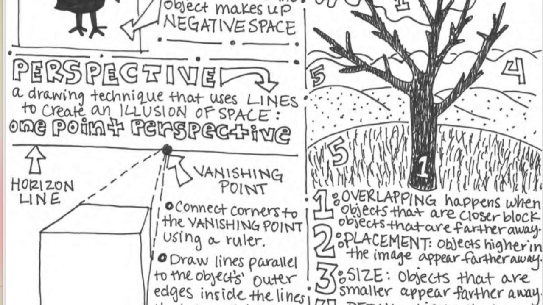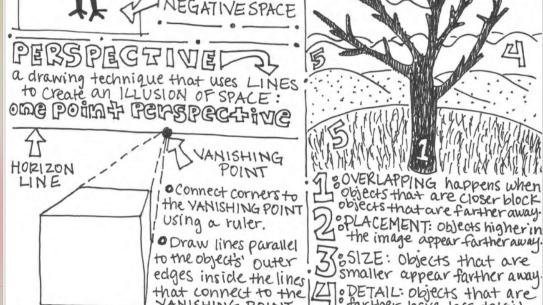Number 4 says detail. Objects that are farther away have less detail. Our ground is a great example of that again. We have lots of detail in the foreground, a little bit of detail in the middle, and pretty much no detail in the back. And number 5 says color and value. Objects that are farther away appear to be cooler in color and lighter. I know this is a black and white image right now, but we can see that same idea where our ground up here in the very front is darker. Our ground in the middle is kind of medium shade, and our ground in the background is the lightest.